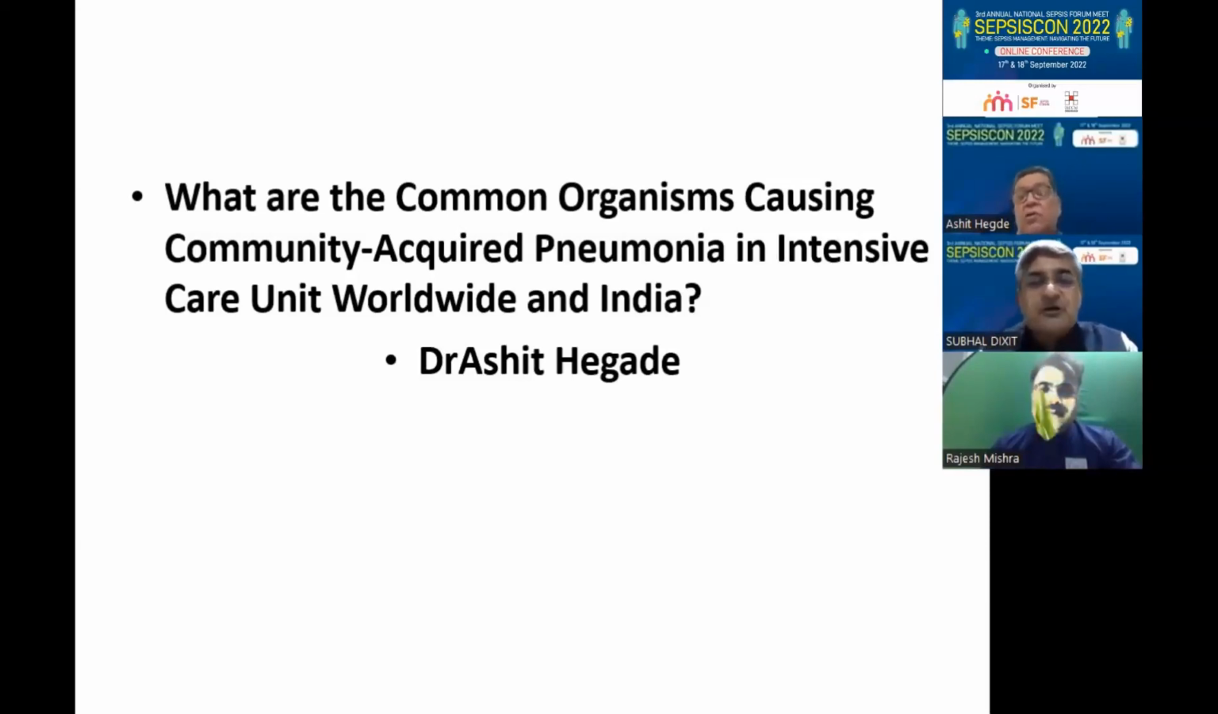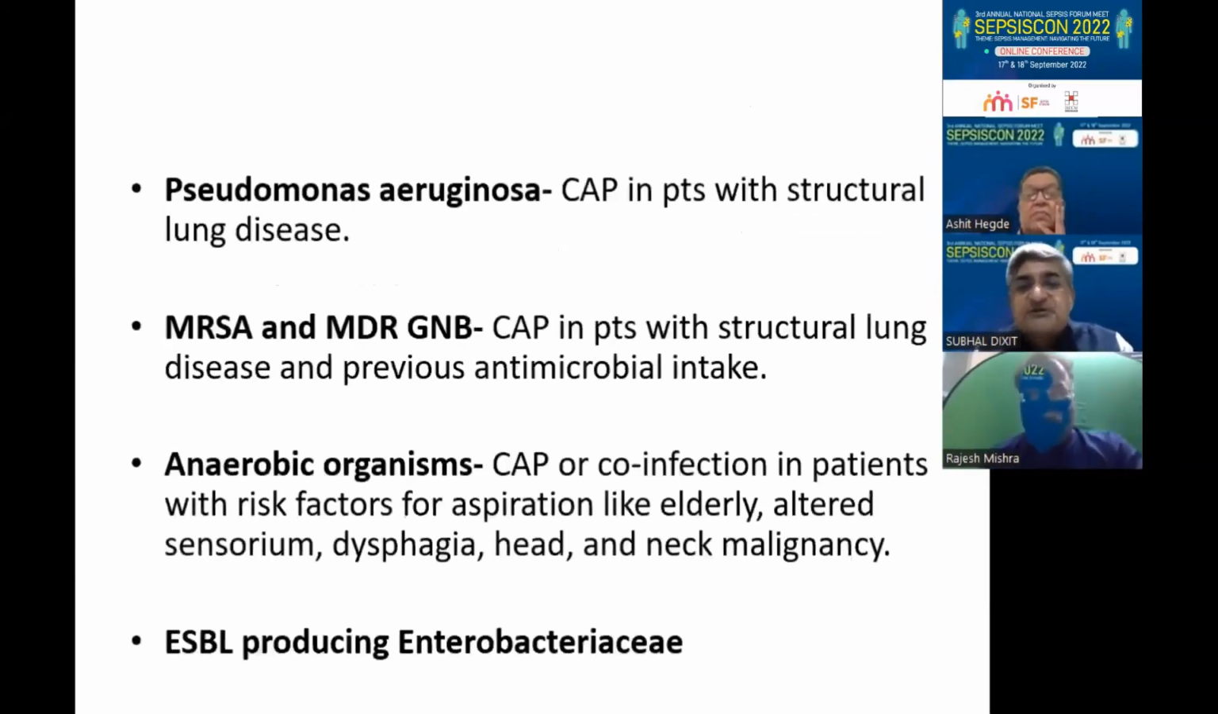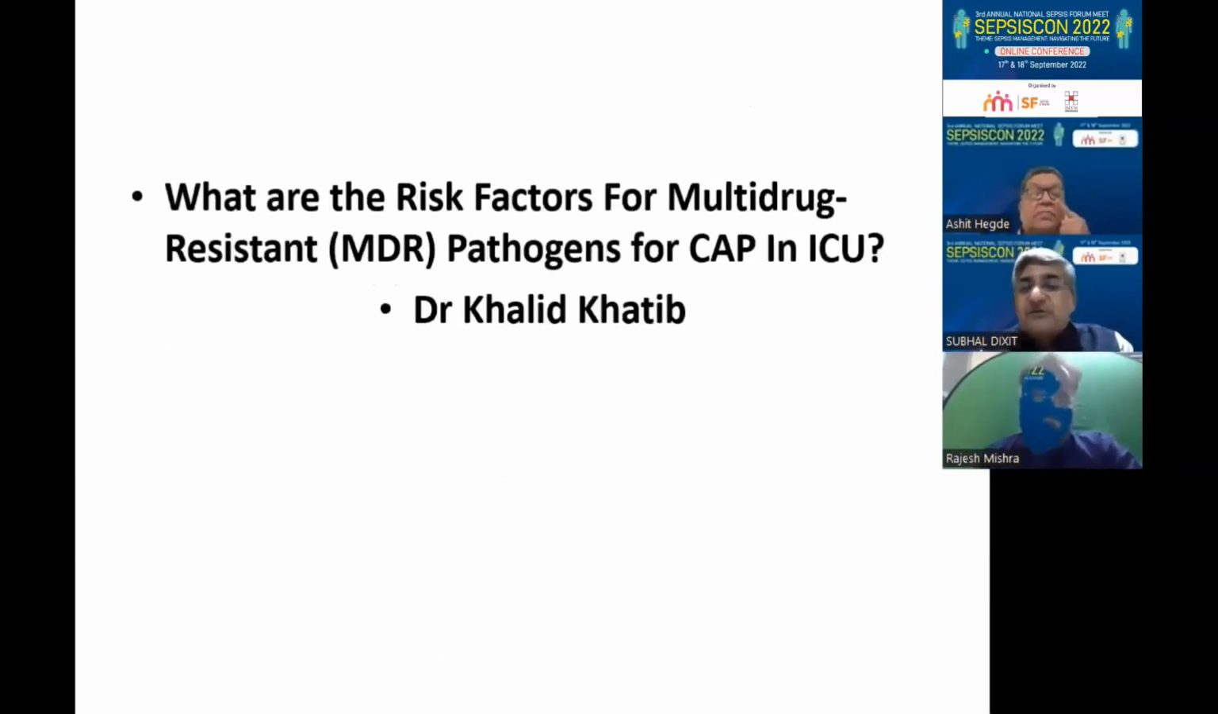Yeah, thank you, Dr. Hegde. As he said, common is Streptococcus, gram-negative, sometimes Haemophilus influenzae, Klebsiella, of course Mycoplasma, and less common are Staphylococcus and Legionella, which Sir has already covered. So I would like to go to Dr. Khatib with the second question from Navle Hospital. What are the risk factors for multi-drug resistant pathogens for community-acquired pneumonia in the intensive care unit? Dr. Khalid?